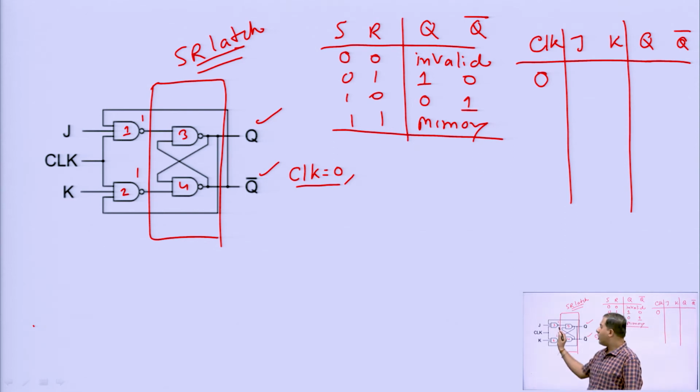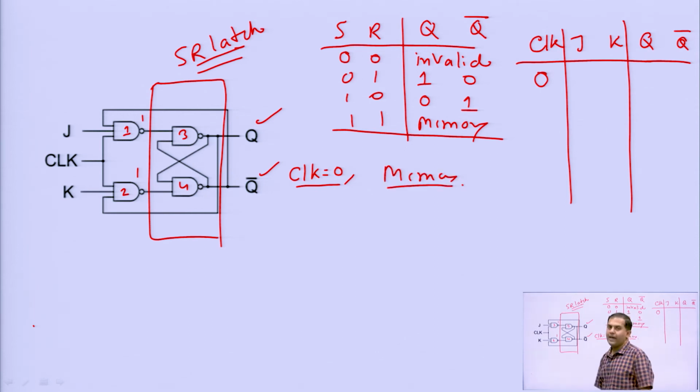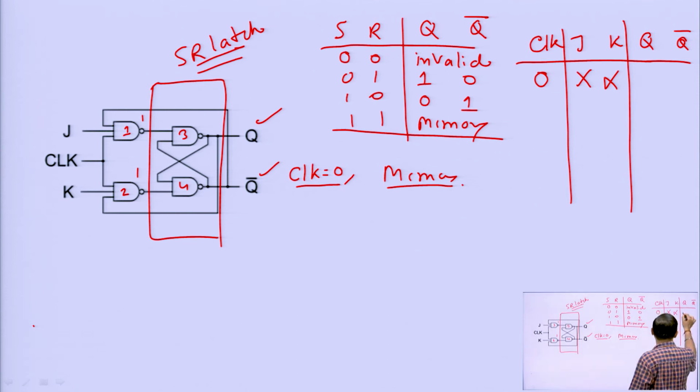Okay. So, we will not bother about whether J or K is 0 or 1. If we see clock is 0, we can check that the output of NAND gates 1 and 2 will be 1 1, and it is the input to the SR latch. So, for 1 1 the SR latch output will be memory. So, in this case we will be getting memory. Next state will be the same as the present state. Okay. So, here you can see, not depending on J and K, this is memory, clear.